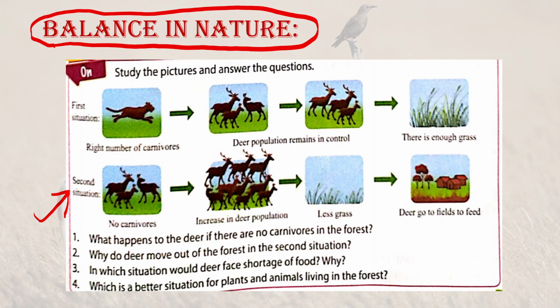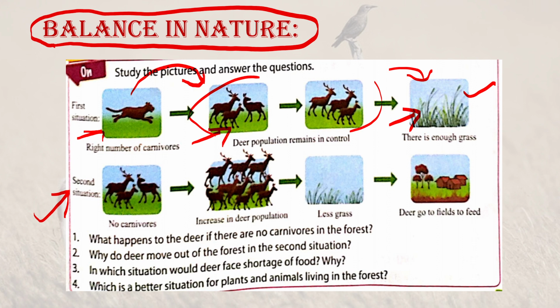The first situation is there are right number of carnivores, the deer population is in control and there is enough grass. That is, everything is fine here. There is enough grass, so all these deers will have some food to eat. And then all these deers, when they are healthy and they are well fed, will be hunted by a carnivorous animal to make its food. So everyone is healthy and happy in this food chain.